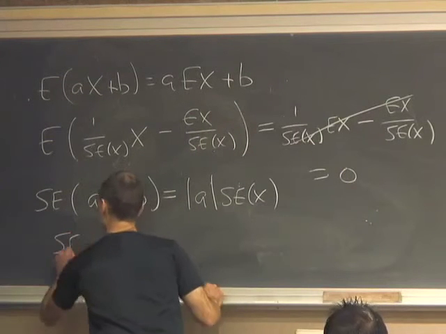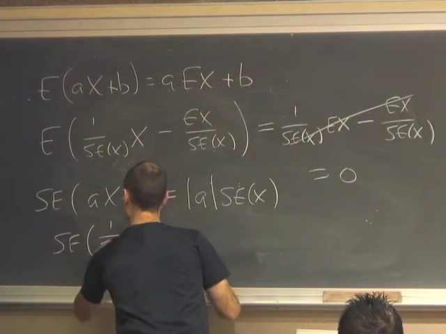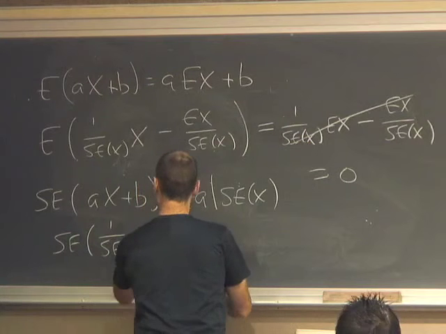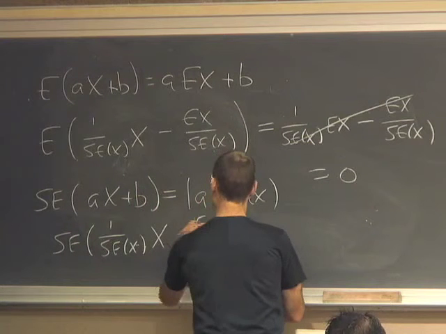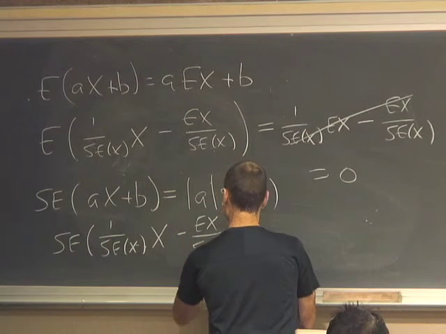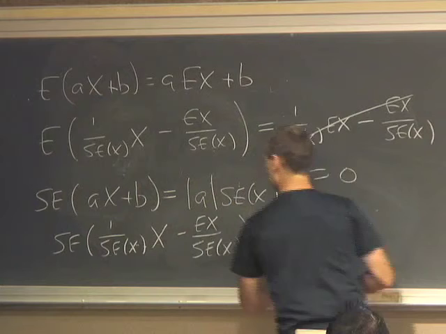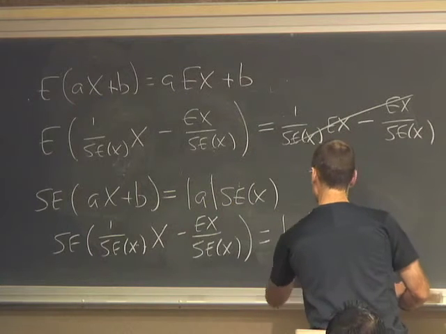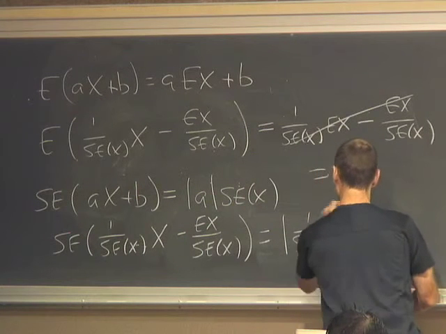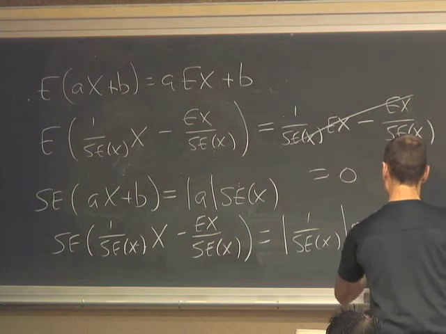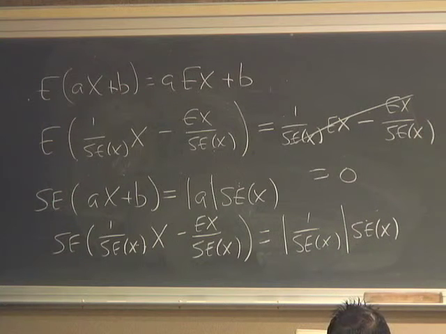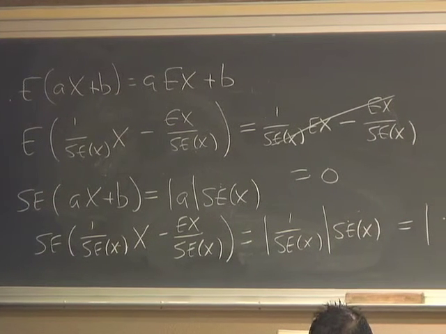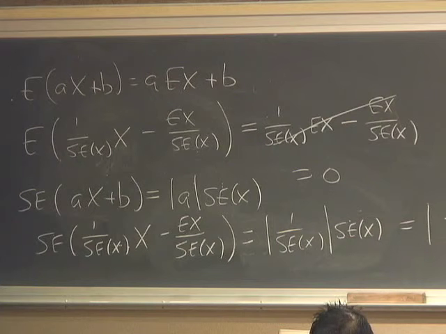The standard error of 1 over SE of x times x minus E of x over standard error of x is equal to the absolute value of 1 over the standard error of x times the standard error of x. Okay? Yes? Why are we doing this?